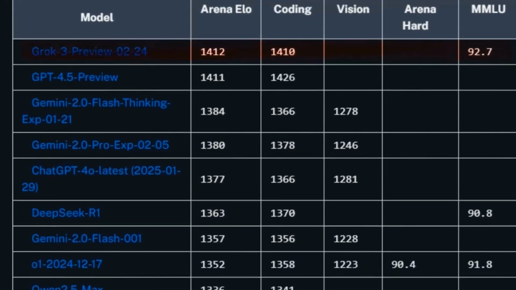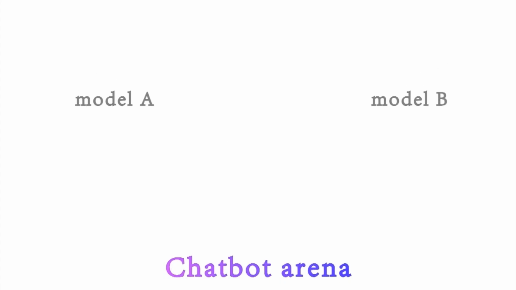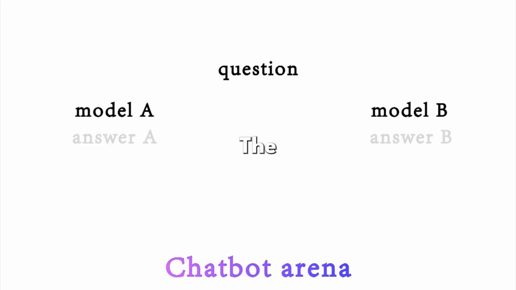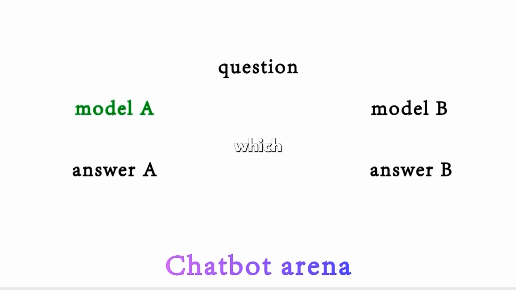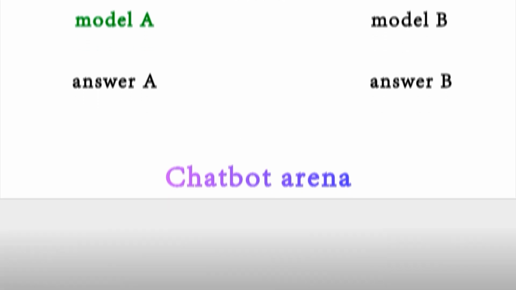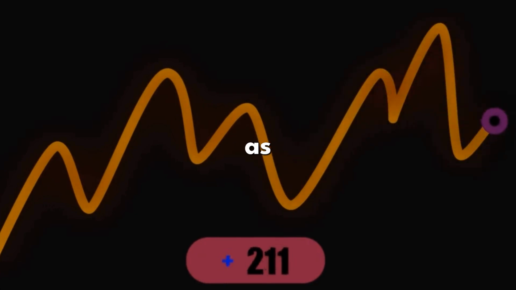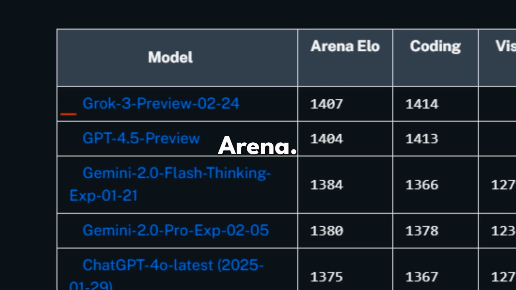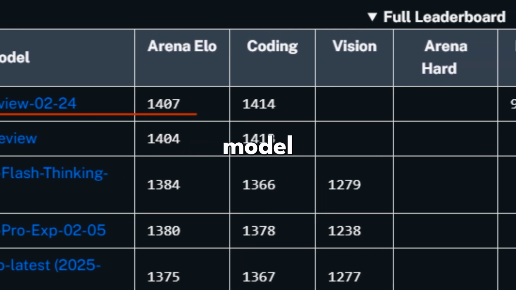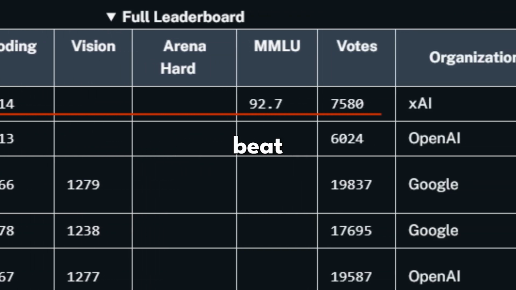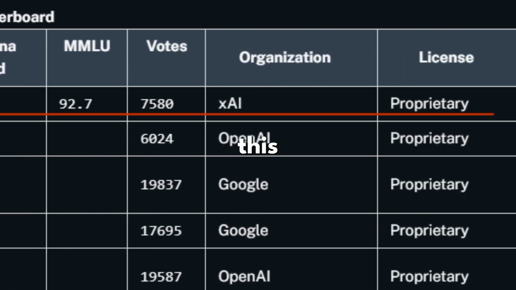Here's how it works. Two AI models are given the same question. They each generate a response. The user, without knowing which model wrote which response, chooses the better one. Over time, the model with the most wins rises to the top. And guess what? Grok 3 is now ranked as the number one AI in Chatbot Arena. Even when people had no idea which model they were choosing, Grok 3 consistently beat the competition. And keep in mind, this is just Grok 3's non-reasoning model. The full reasoning model is where things get really insane.